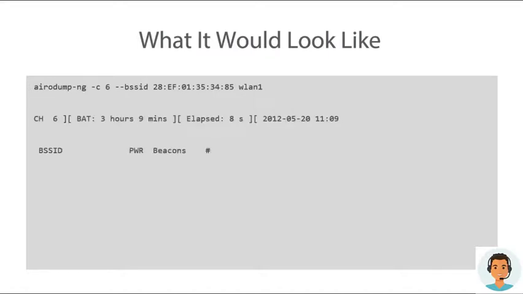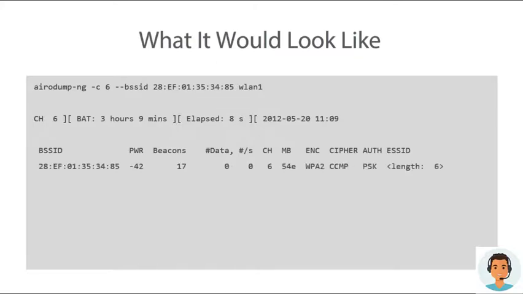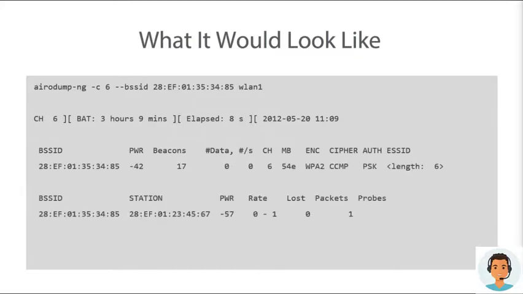Now this looks very similar to what we saw before, except we focused it on a particular BSSID. But here at the bottom you can see that it's actually associated to a client machine that has the MAC address of 28EF01234567. So our next step is to make that machine lose connectivity to the access point. Remember, our goal here is to make this client machine reassociate so we can see the SSID.